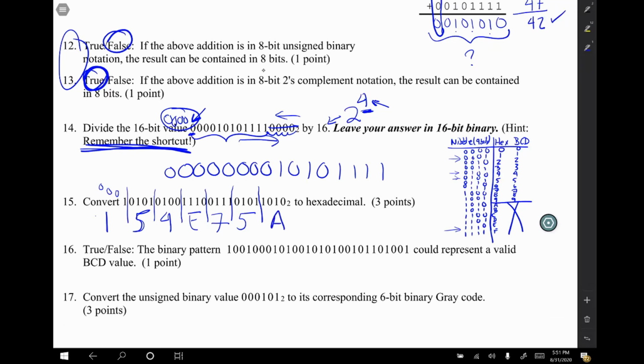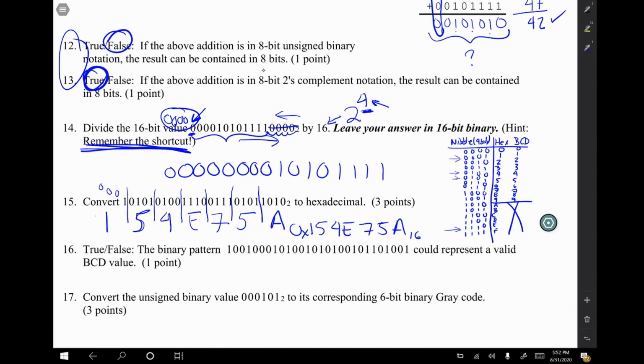So the answer to number 15 is 154E75A. And you can either put the little subscript base 16 or the 0x to indicate the way a programmer would identify a number as hexadecimal.